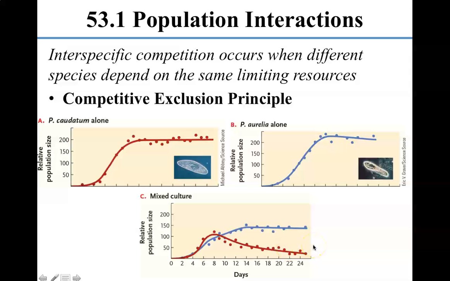All right, so the competitive exclusion principle says populations of two or more species cannot coexist forever, assuming that they're relying on the same resources. In other words, these two species can't live side by side because one of them, in this case aurelia, is a better competitor. So when two species are competing for the exact same resource, if one of them has a slight advantage, then it's going to outcompete the other species and can even cause it to go extinct.